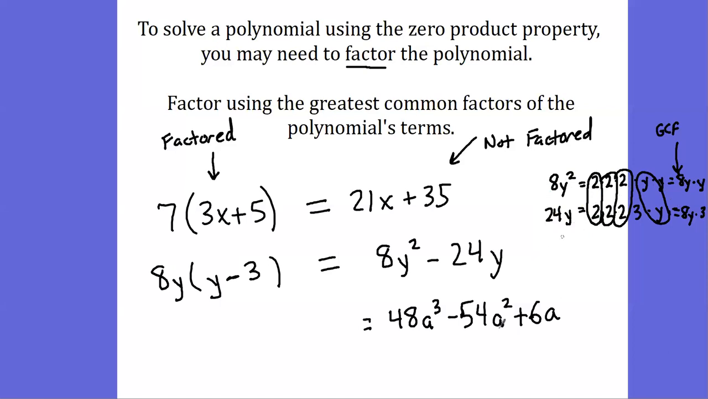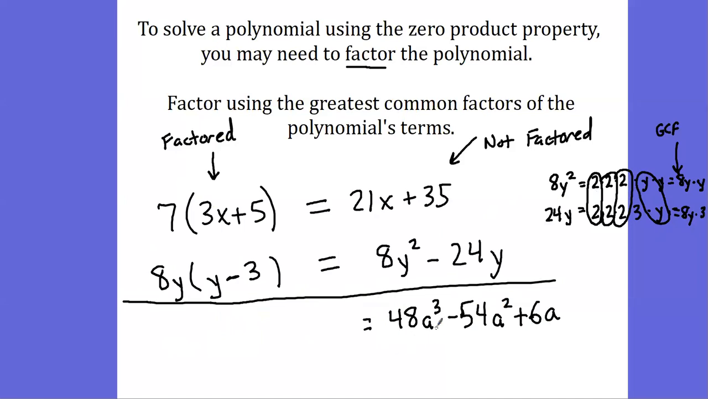Now I want to do one more example here. I'm going to do this 48a to the third minus 54a squared plus 6a, just to show you one that has 3 terms. And one thing I want to point out before I even start this problem is that we are not going to factor this completely. So for factored, I'm going to draw a line right here, because what I get over here is not going to be factored completely, but I just want to deal with that first step of factoring. That's really my focus on this slide. And that first step in factoring is just to be able to pull out your greatest common factor.